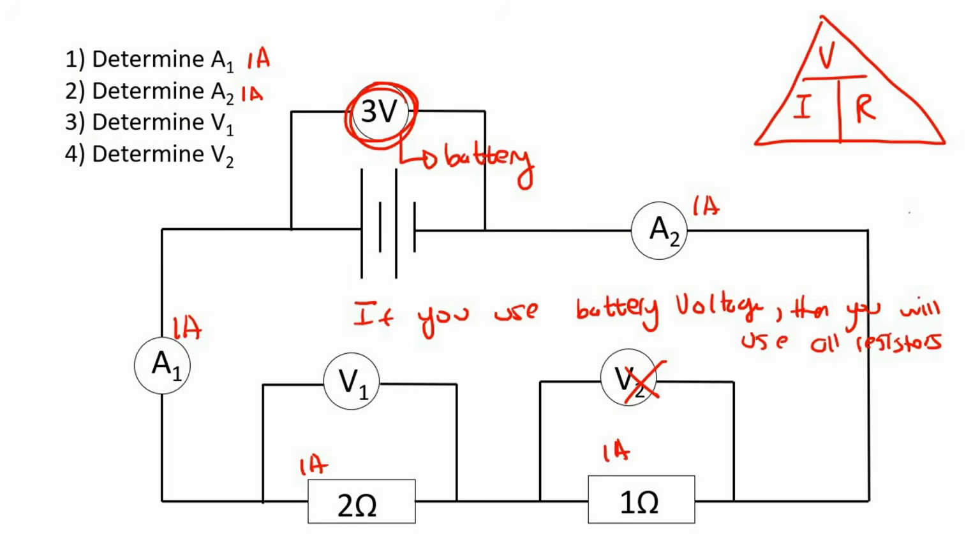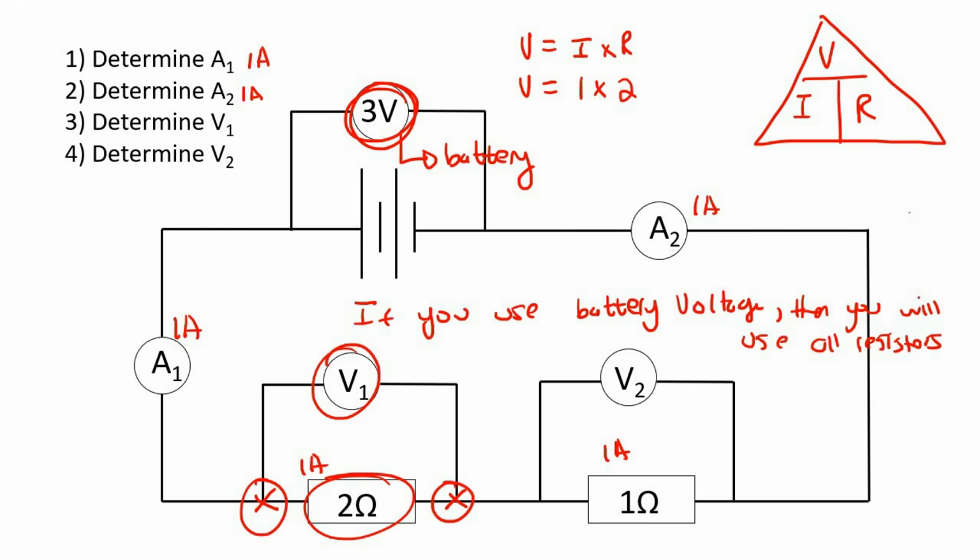The next question asks us to calculate V1. Okay, so V1 is over here. So V1 is connected across this resistor. So when you use the formula for voltage, which is V equals I times R, you're going to use the current that goes through that one, which is the 1 amp, because the current is the same everywhere. And then you're only going to use that resistance value, because this voltmeter is only connected across that resistor. And that would give you 2 volts. Okay, so that's 2 volts.